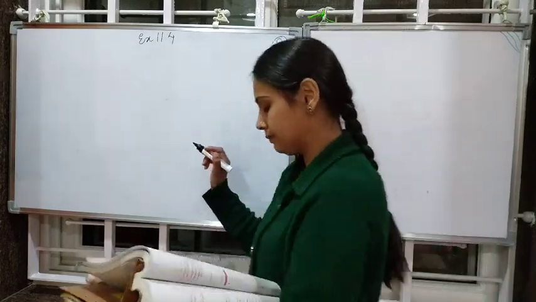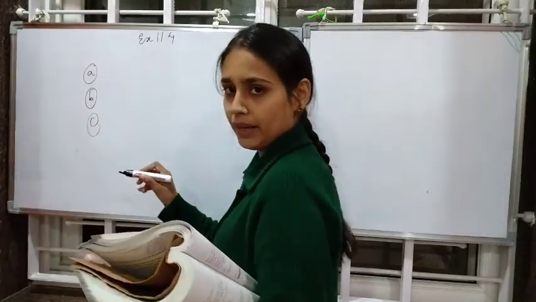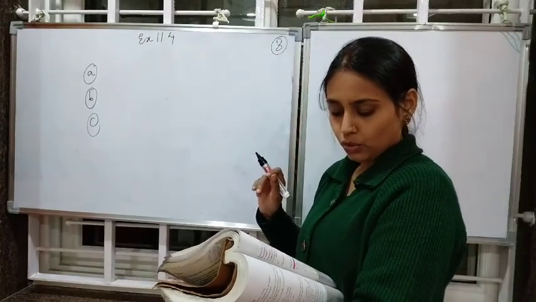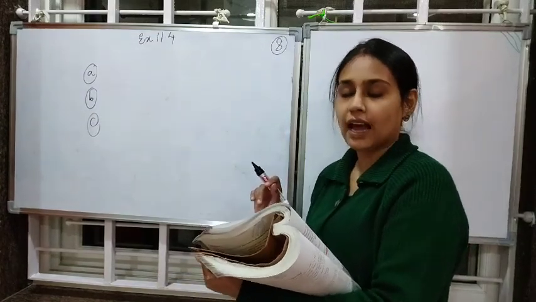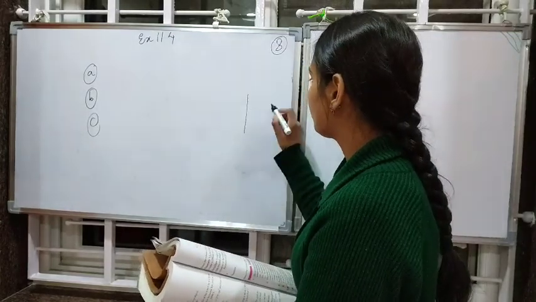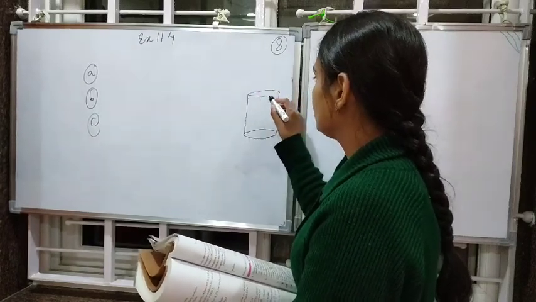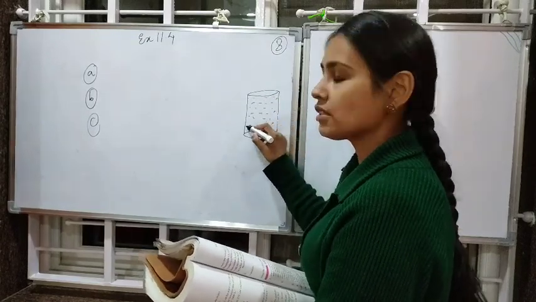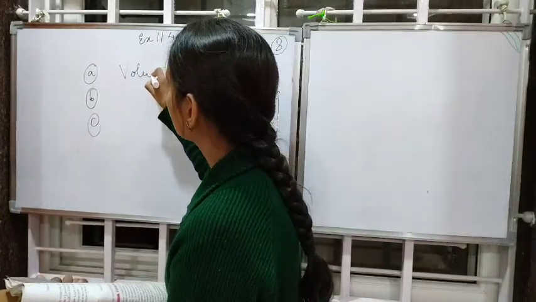So the first one, there are A, B and C, children. In the first one, it is written to find how much the cylindrical tank can hold. How much it can hold means how much water it can hold. That means the inner space, not the surface. That means we will find the volume.